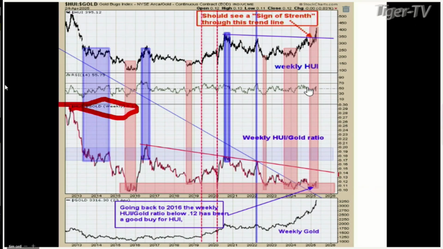So even though we broke out, this ratio still remained low. So it hasn't really rallied yet per se. So that's the reason why I think we're going to go on to the upside for a while. How high?